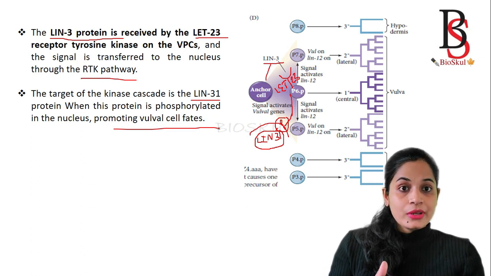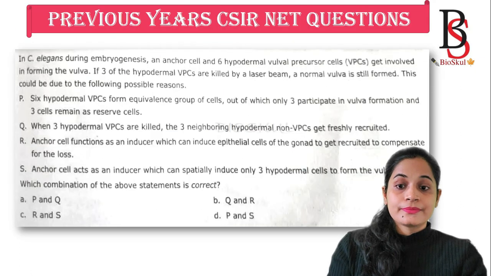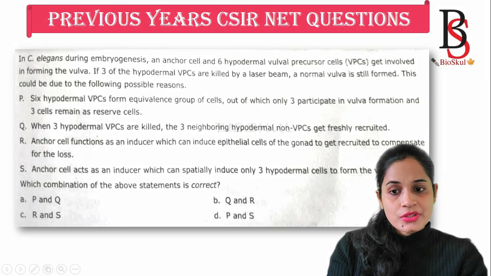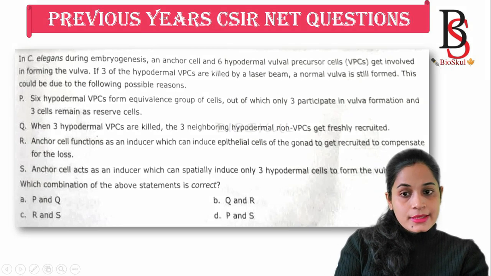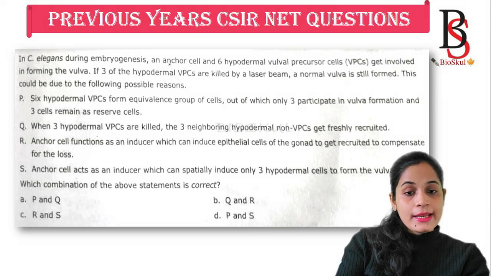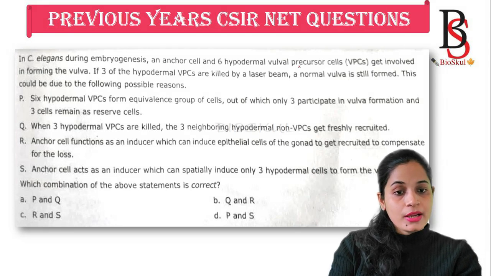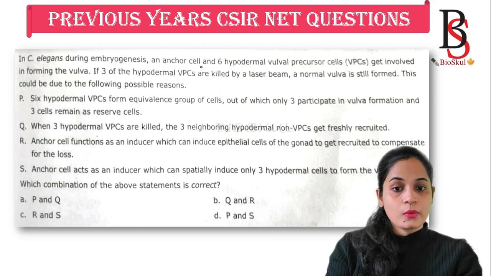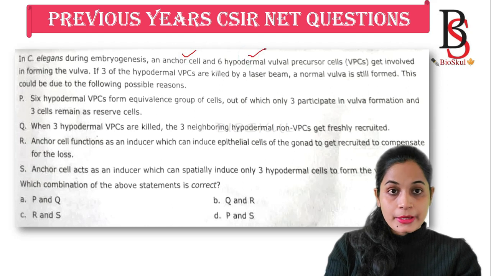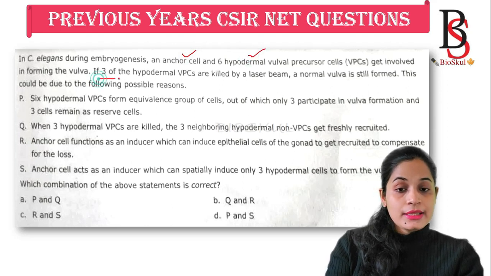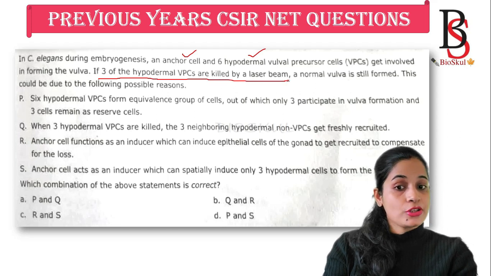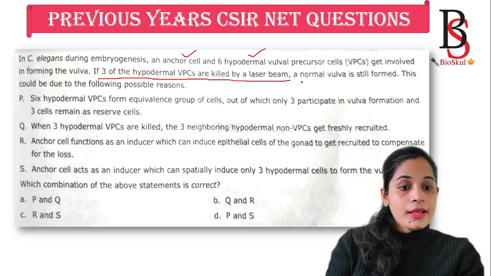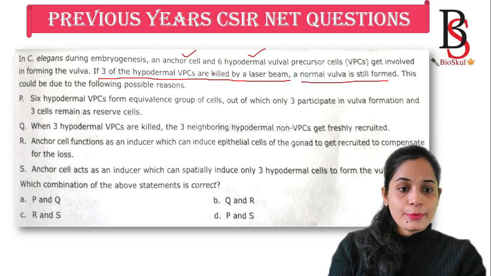So now we will see the questions. The first question is, in C. elegans, during embryogenesis, an anchor cell and 6 hypodermal vulval precursor cells get involved. Okay, 1 anchor cell and the 6 vulval precursor cells are involved. If 3 hypodermal vulval precursor cells are killed by laser beam, a normal vulva is formed. Yes, because these hypodermal cells form the hypodermis.